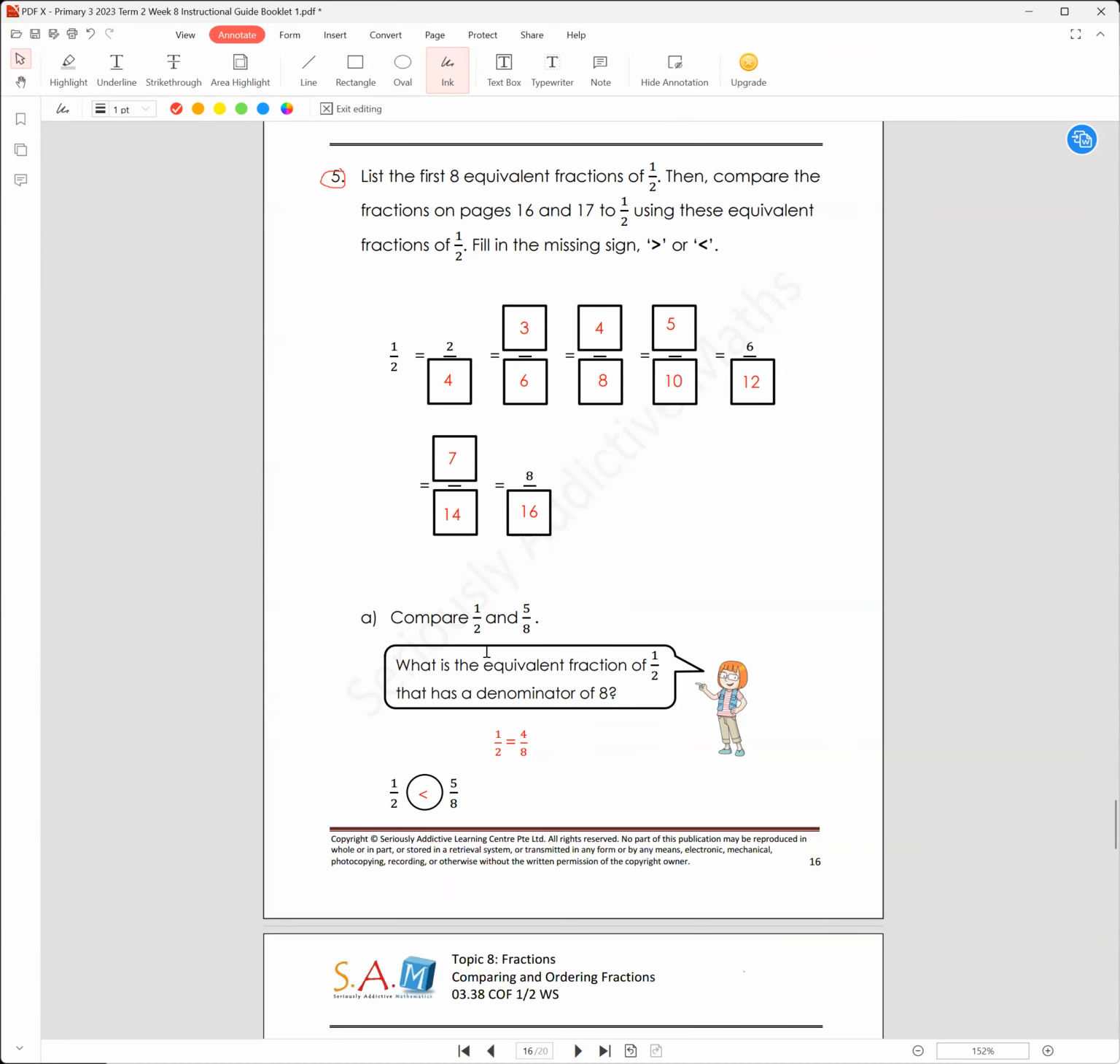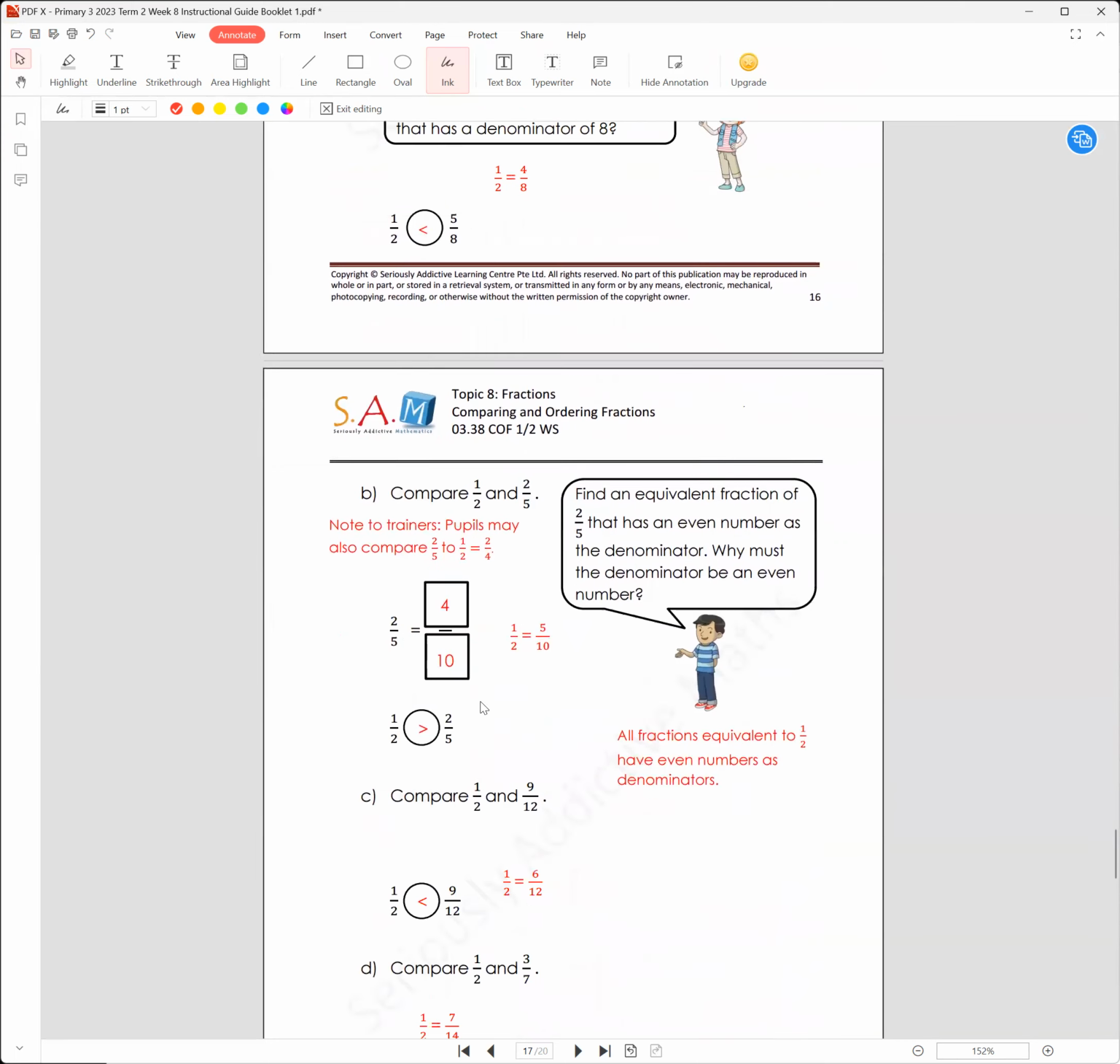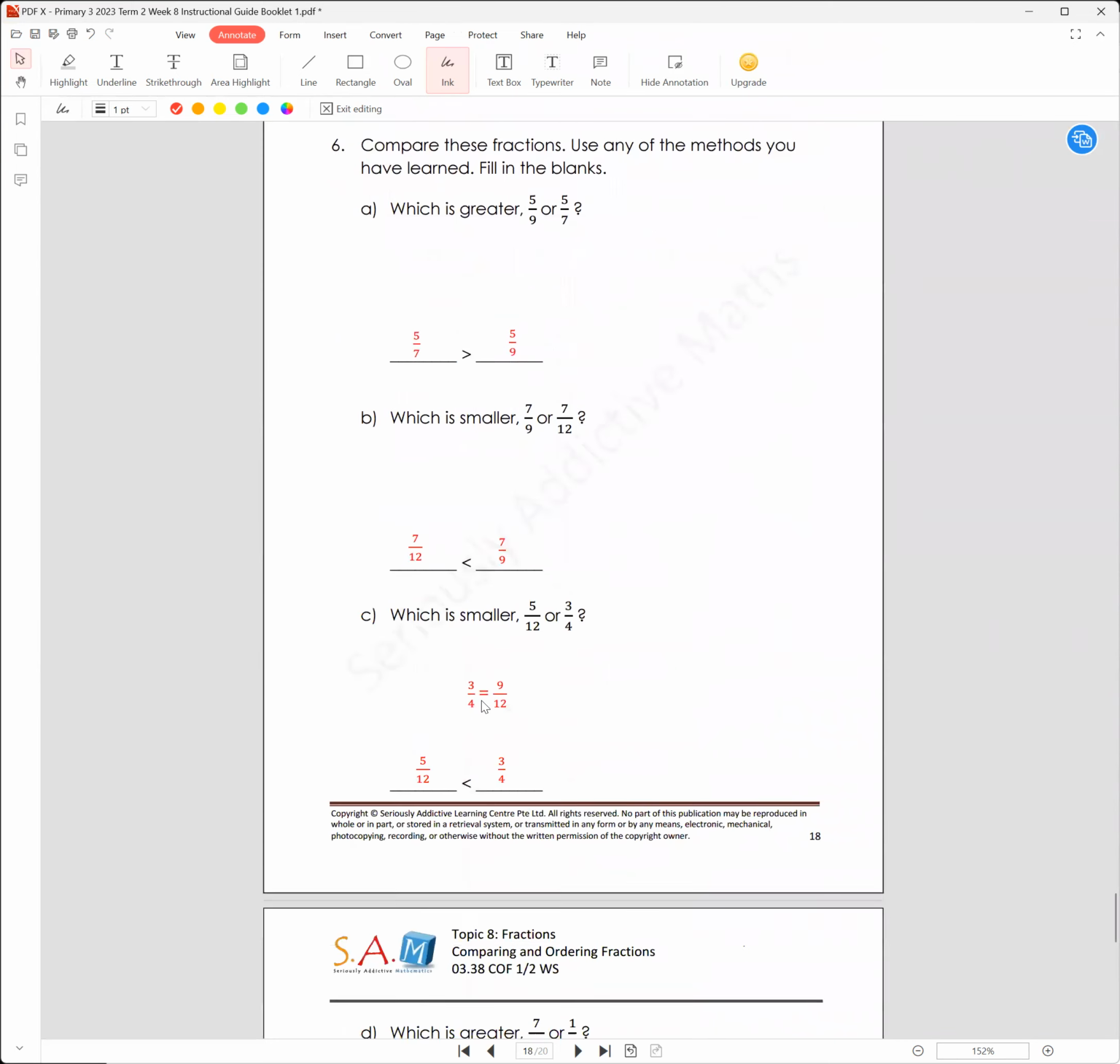For example, compare half to 5 out of 8. So immediately they know that half is 4 out of 8, right? So just by looking at it, half equals 4 out of 8, they know that half is smaller than 5 out of 8. Right? So complete this set of questions here.